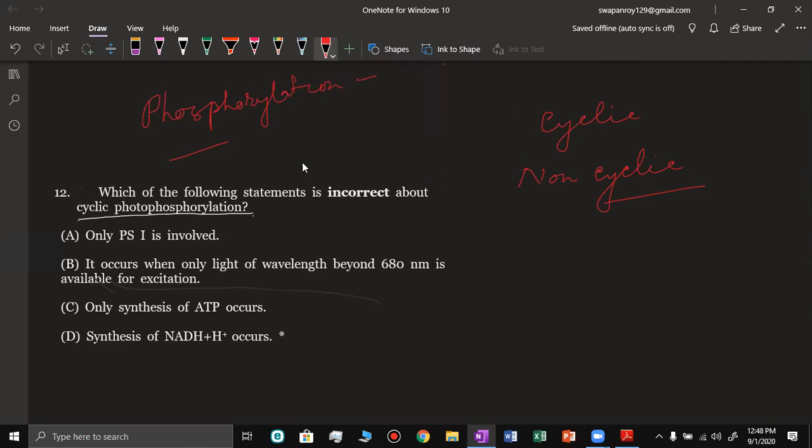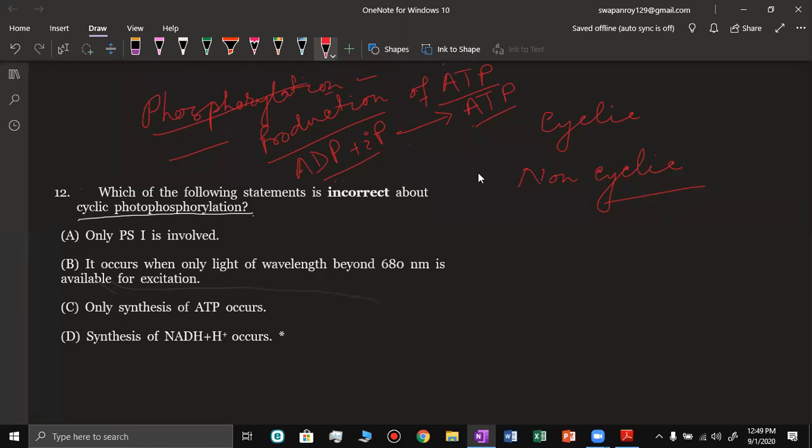Phosphorylation is the process of production or synthesis of ATP. This is known as phosphorylation. ATP is synthesized from ADP and inorganic phosphate. This production of ATP from the ADP and inorganic phosphate is known as phosphorylation.